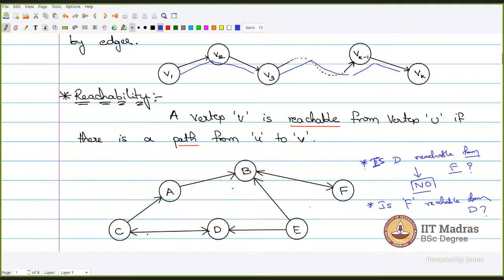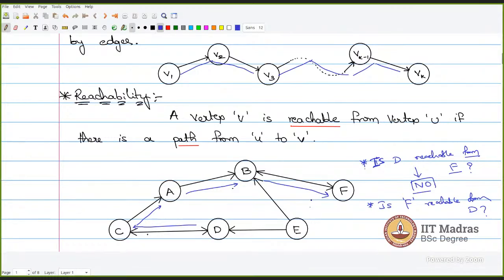See, you can see here from D, I can travel to C, then from C to A, A to B, and then B to F. Yes, there is a path from D to F. So as I found a path, that means I can reach vertex F from D. Okay. Now there might be other questions like this.